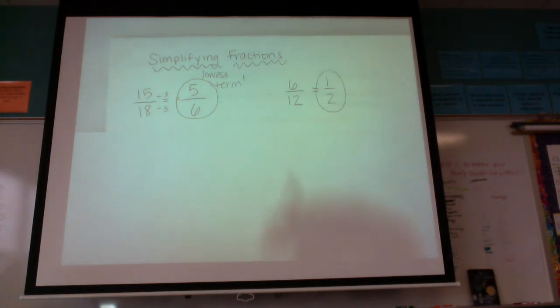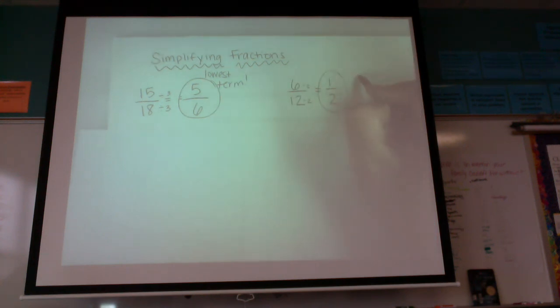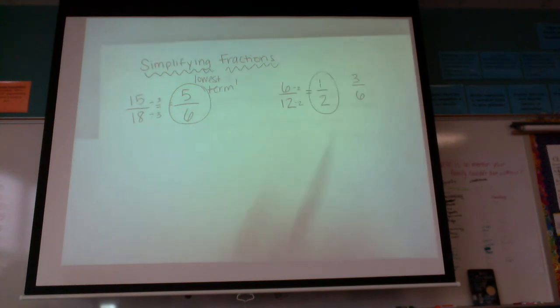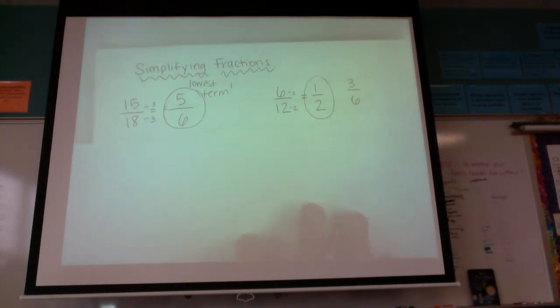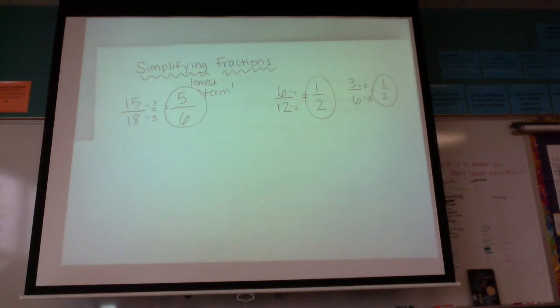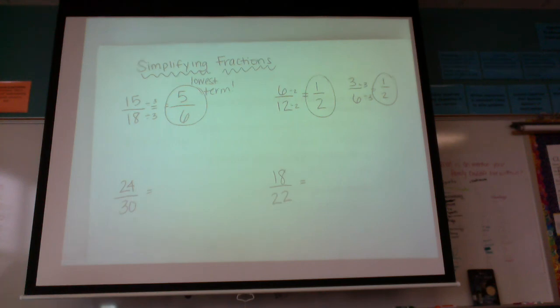Let's say up here that I would have first just divided them both by 2. Well, 6 divided by 2 would be 3. 12 divided by 2 would be 6. 3/6. What would you have to do then? You would have to recognize that you can divide both of those by 3. That would get you down to 1/2. So sometimes you might have to divide by more than one number if you don't pick the greatest common factor to begin with. Okay, let's do a couple more.